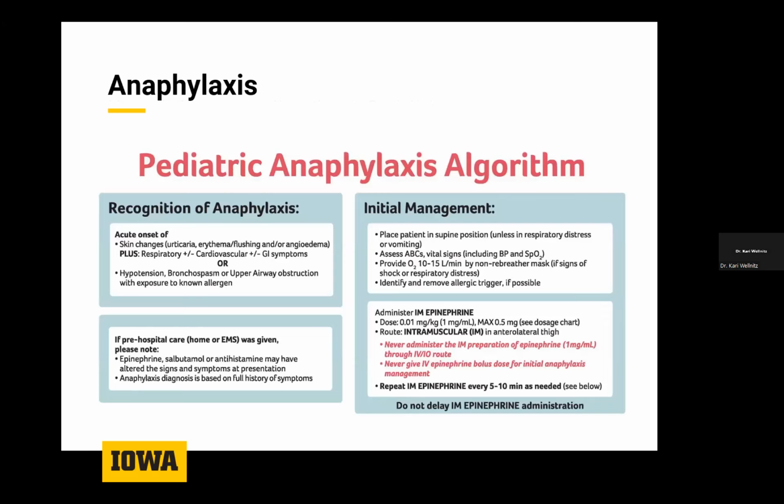Then anaphylaxis. We typically think of hypotension and then upper airway symptoms, but it can also just be skin changes like angioedema with GI symptoms. And so it's important to have a broad way of recognizing it. One thing to note is if the parents have already given them their home EpiPen or given them an antihistamine, they may not have the full complement of symptoms that they were having when you see them.